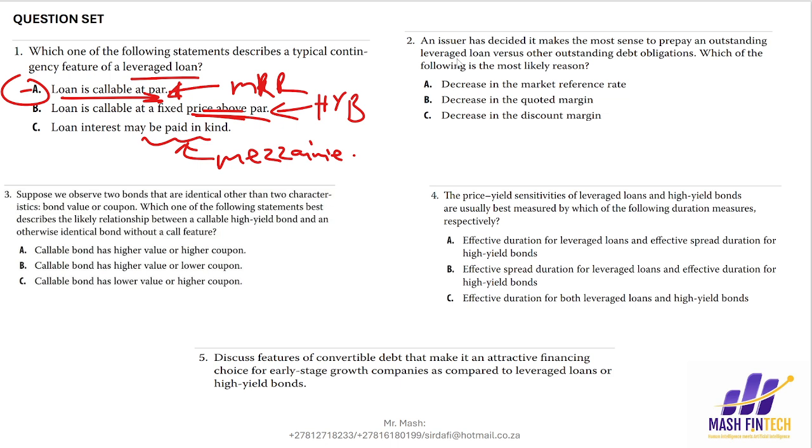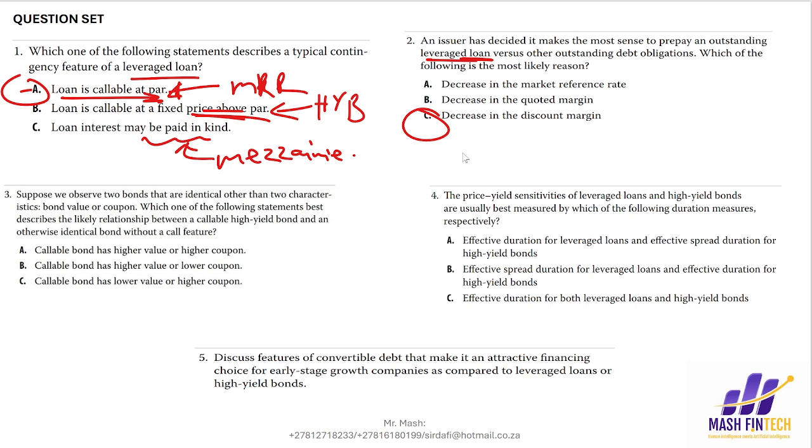Number 2, an issuer has decided it makes the most sense to repay an outstanding leveraged loan versus other outstanding debt obligations. Which of the following is the most likely reason? So they want to repay the leveraged loan. The reason this could happen is that the discounted margin has decreased.